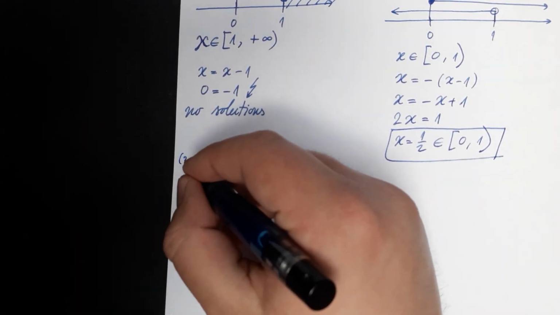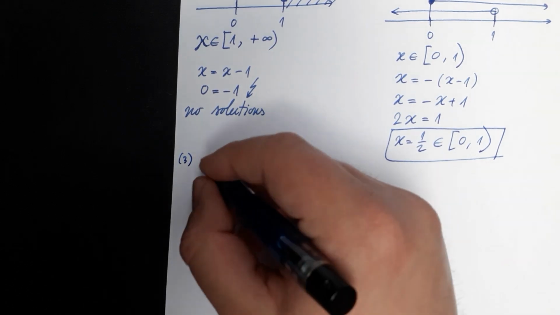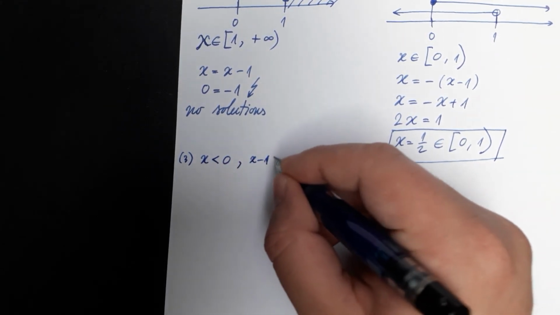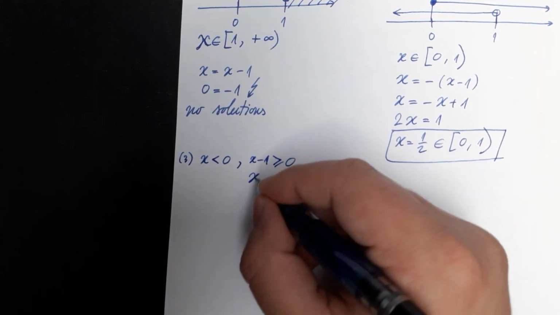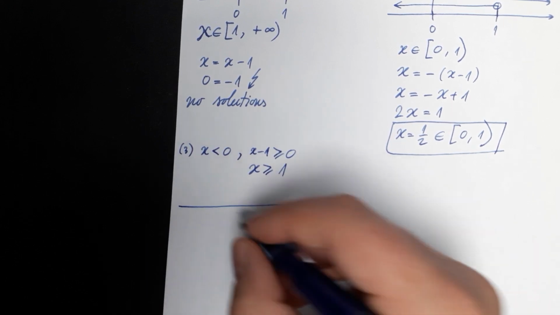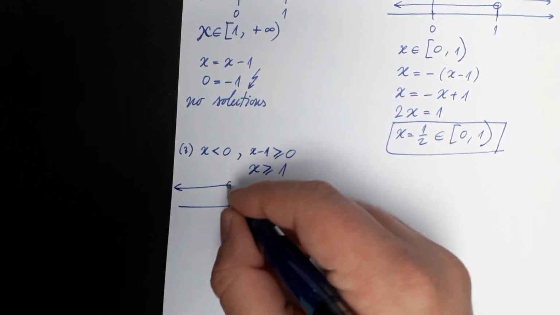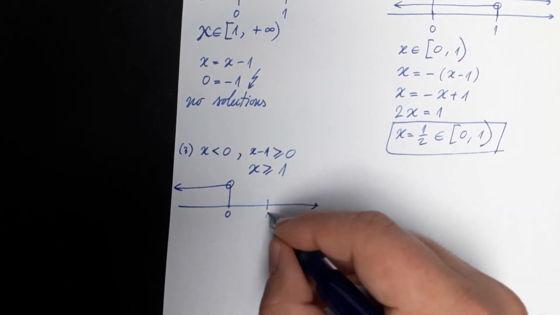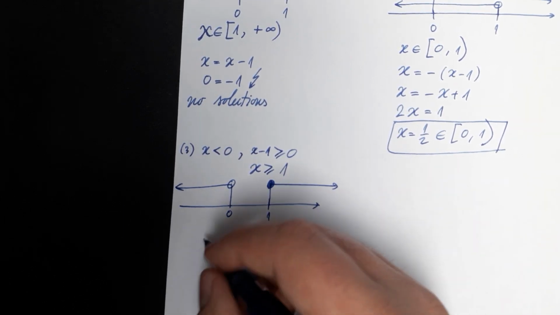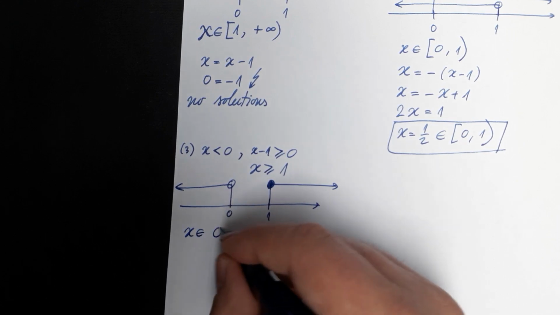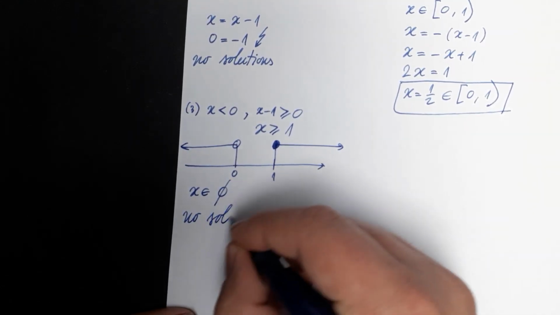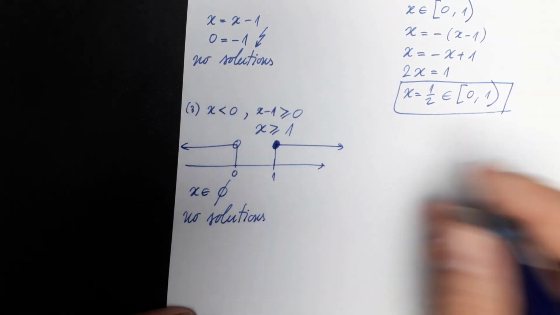Now let's see what the third case is. That is for x smaller than 0 and x minus 1 larger or equal to 0, which makes x larger or equal to 1. Basically smaller than 0 without 0 and larger or equal to 1. So this is with 1, and we see that the intersection is an empty set. So this case offers no solutions.